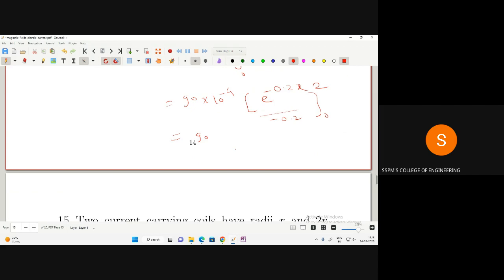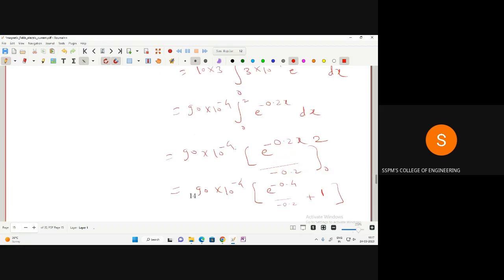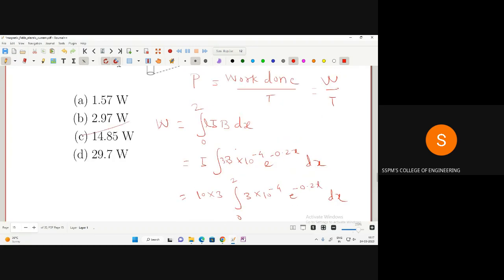You have to refer log table to determine e to the power minus 0.2x. Put upper limit x is equal to 2. It becomes 0.4, e to the power minus 0.4 divided by minus 0.2 plus 1 here. To solve करा तुम्ही, you will get the answer 2.97 मिळणार. वर्क डन.